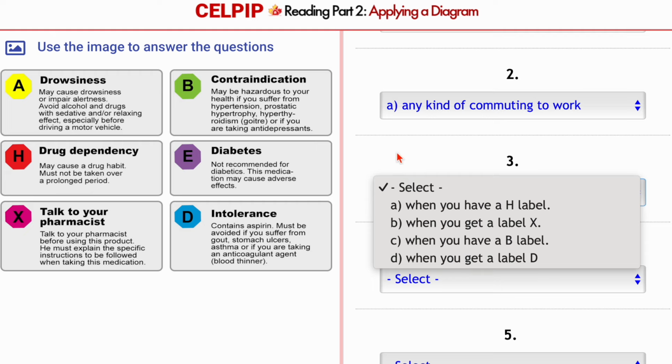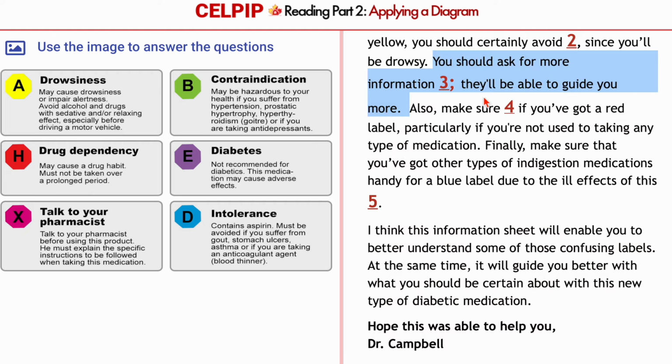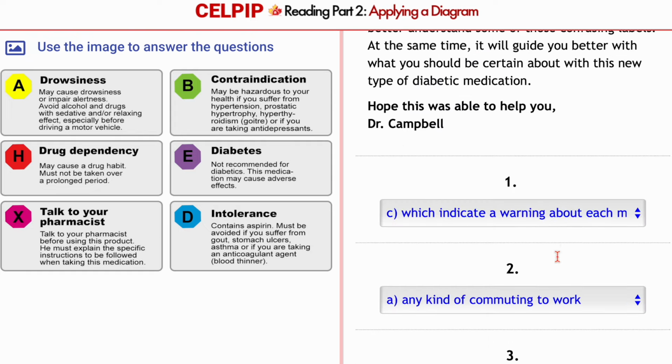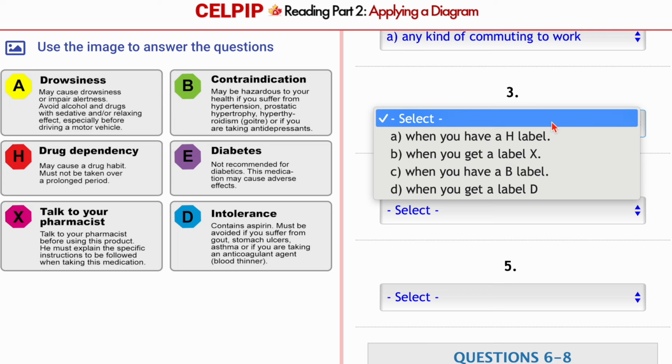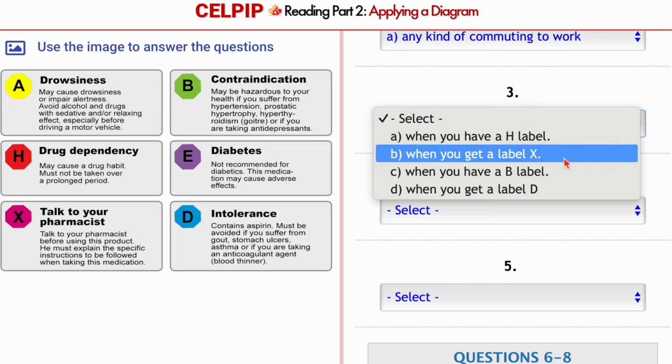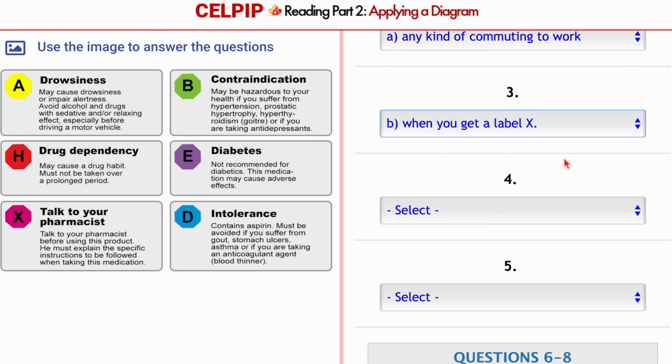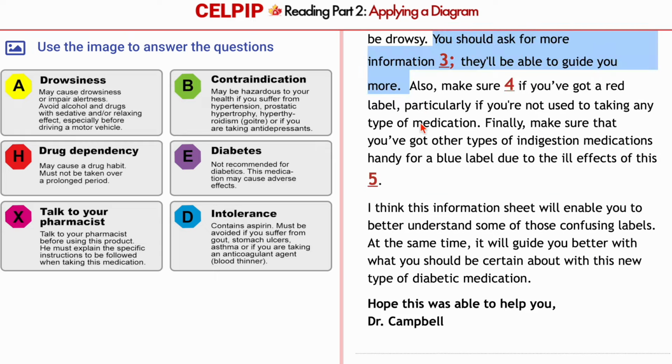So the connection here is says ask for more information or they'll be able to guide you more. Which one suggests ask? Right. Should be X. Talk to your pharmacist. They'll be able to guide you, okay?